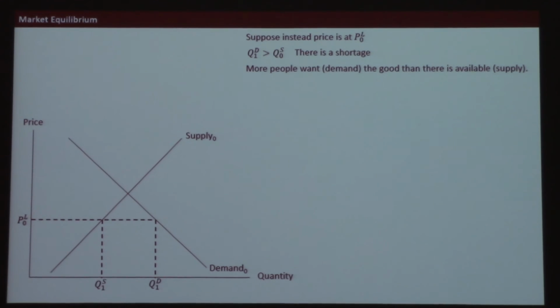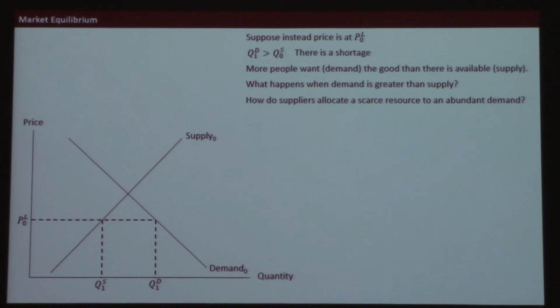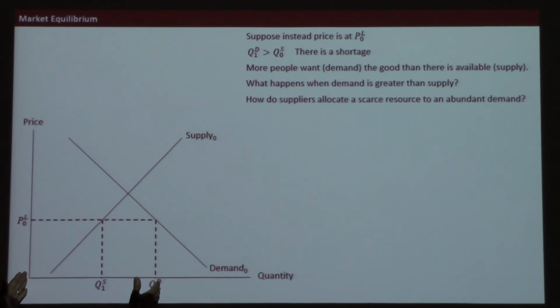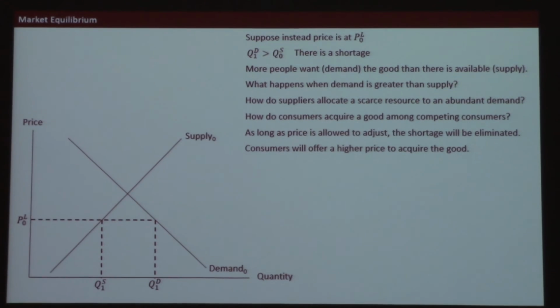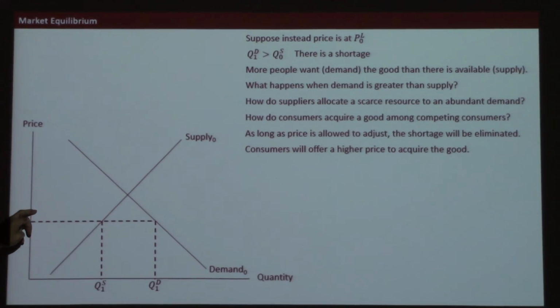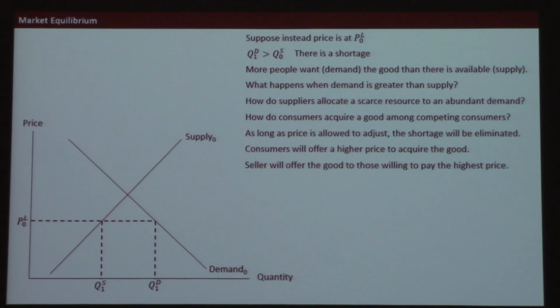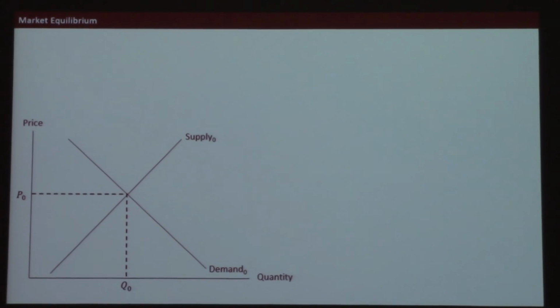When more people want something than is available, that tends to have dynamic effects. People are going to do something. So how do suppliers allocate a scarce resource? There's only this much supply, but this many people want it. This is your shortage here. So what happens? Both sides start to engage in dynamics. Consumers offer higher prices, saying I'll give you a little bit more, and they start bidding amongst themselves. Sellers sell to the highest bidder, and that puts upward pressure on prices until we get to equilibrium.